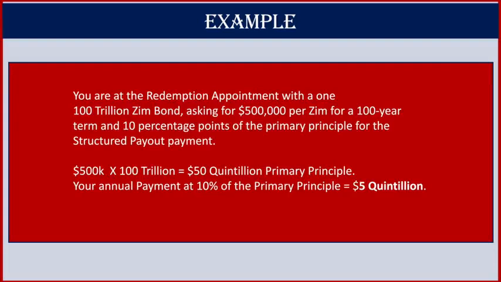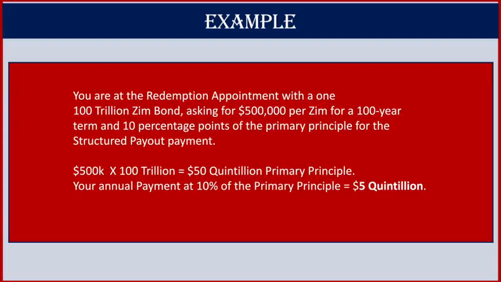You are at the redemption appointment with a 100 trillion ZIM bond, asking for $500,000, which we suggest per ZIM, for a 100-year term, and 10 percentage points. It's not percent, it's percentage points of the primary principal for the structured payout. So what does that mean? 500,000 times a 100 trillion note. 500,000 is the rate for a $100 trillion note, equals 50 quintillion, and we'll call that the primary principal.